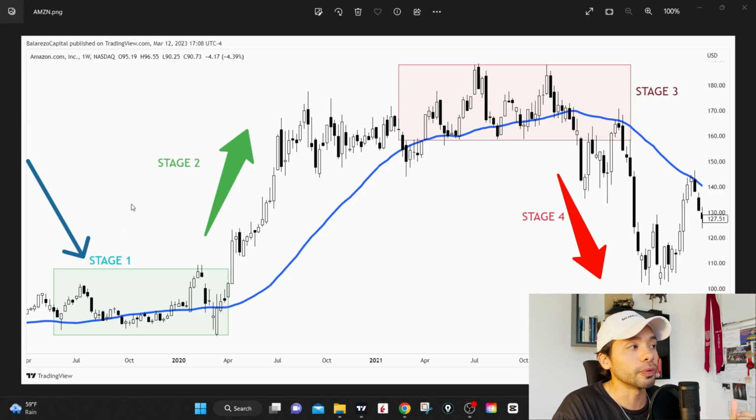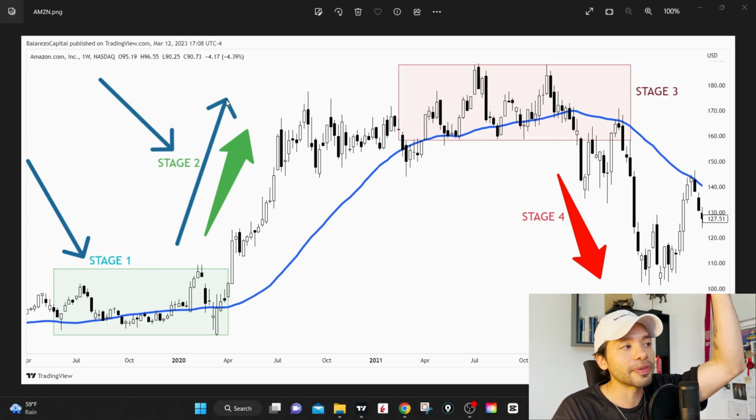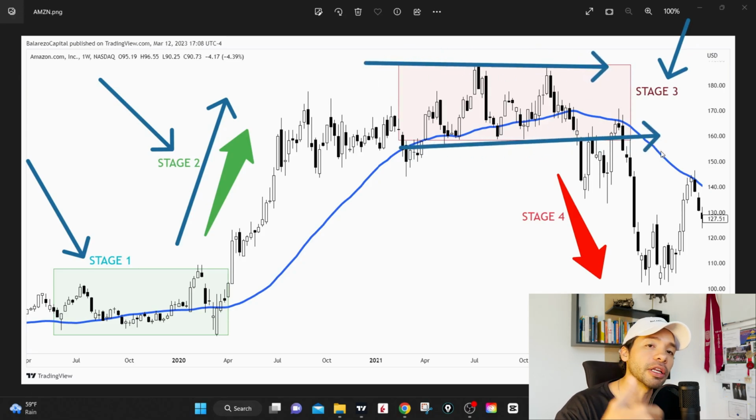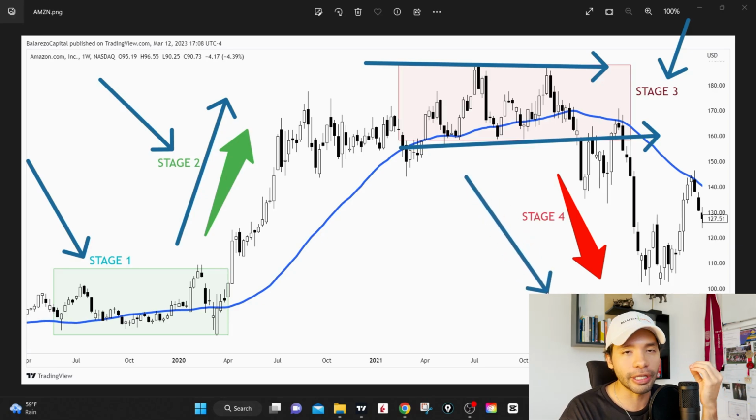Then on stage 2, we have the advance. You can see that price starts to move to the upside, and then of course we have stage 3, which is the distribution phase. In this phase, investors and institutional money and smart money, they decide that the valuations are no longer at prices that they are willing to hold, and they start distributing the stock. And then of course we have the decline, which is stage 4.